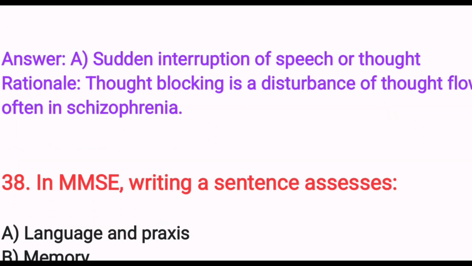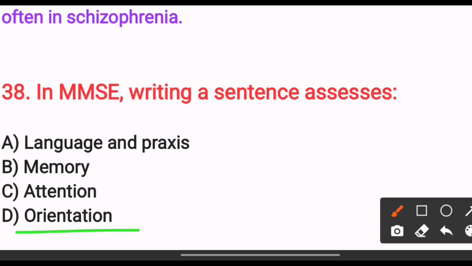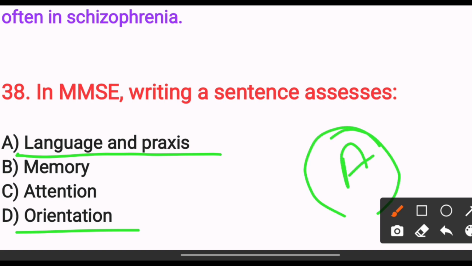Next, in the mini mental status examination, writing a sentence assesses option A, language and praxis. Option B, memory. Option C, attention. Option D, orientation. The answer is option A, language and praxis, because writing evaluates expressive language, grammar and motor coordination. So the answer will be option A.